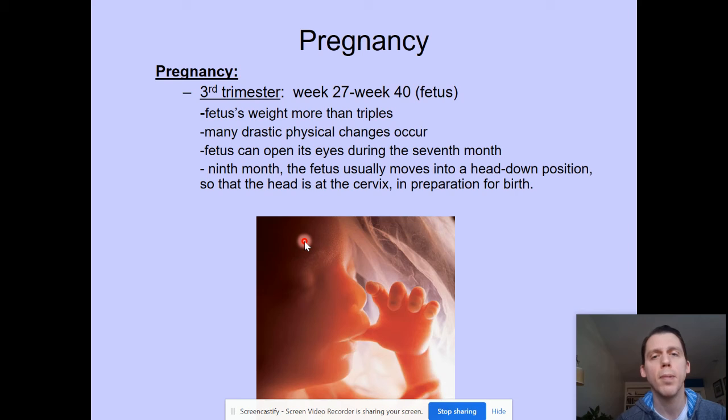And in the last month, the fetus usually, under normal circumstances, moves into the head down position, which is usually how babies are born. So the head is basically pushing against the cervix in preparation for birth.